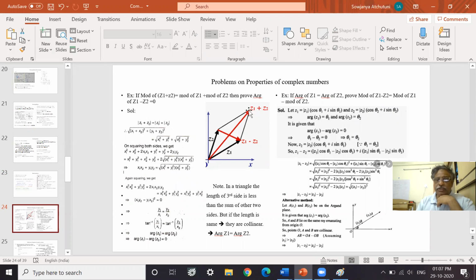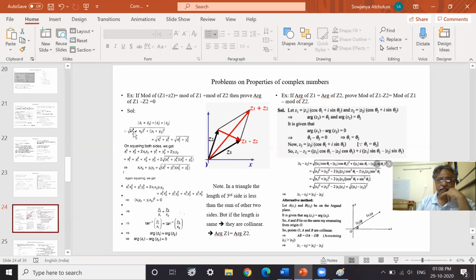If mod of Z1 plus Z2 is equal to mod of Z1 plus mod of Z2, that means they are in the same line. Otherwise, in a triangle, the sum of two sides is more than the third side. If they are in the same line, that means arg of Z1 is equal to arg of Z2. Their difference is 0. So theta minus theta is 0, they should have the same argument. This is graphical. Let us see Cartesian coordinates.